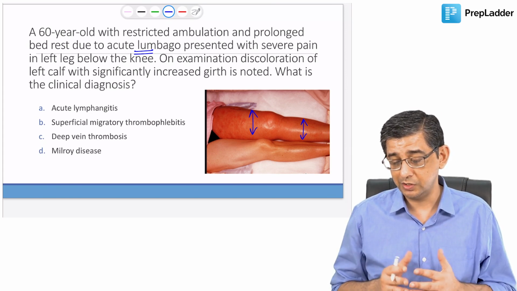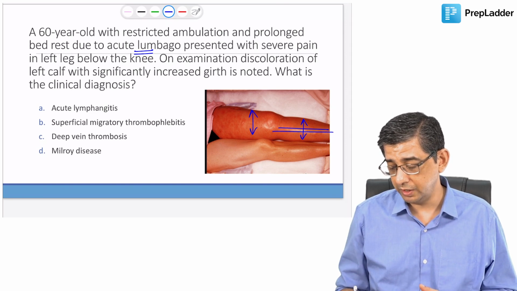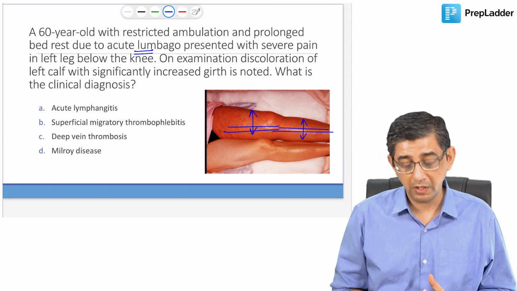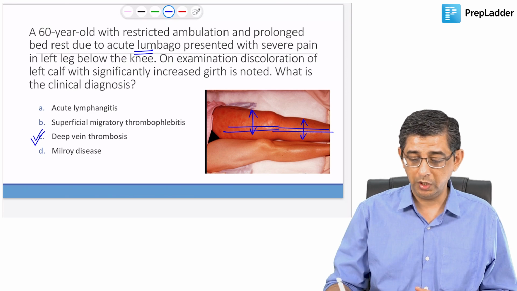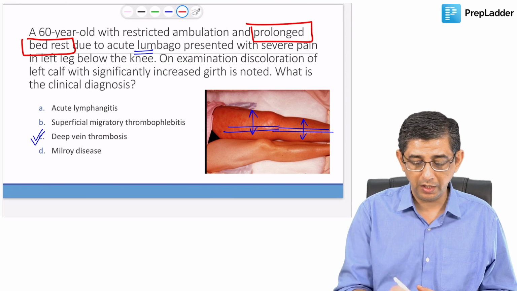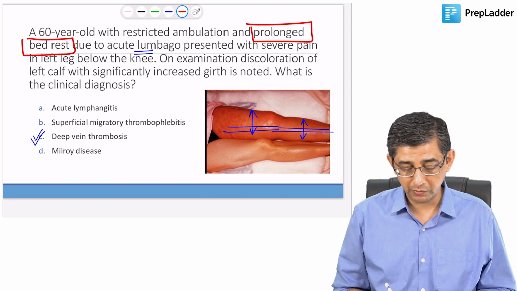This is definitely a feature of soleal vein thrombosis, and the soleal vein thrombosis will extend upwards towards the femoral vein also. This particular person is having a deep vein thrombosis. The key word in this MCQ is prolonged bed rest. Prolonged bed rest results in stasis of blood and contributes to this kind of a manifestation. So I personally feel this was an easy one.